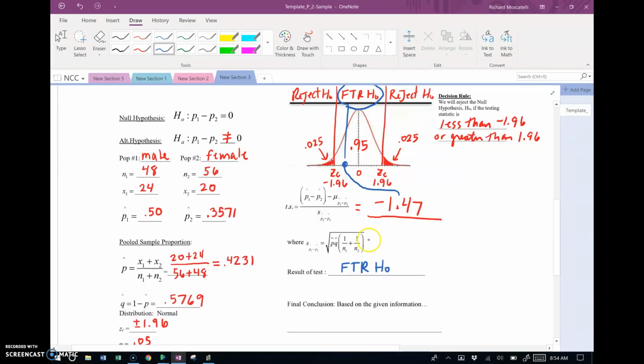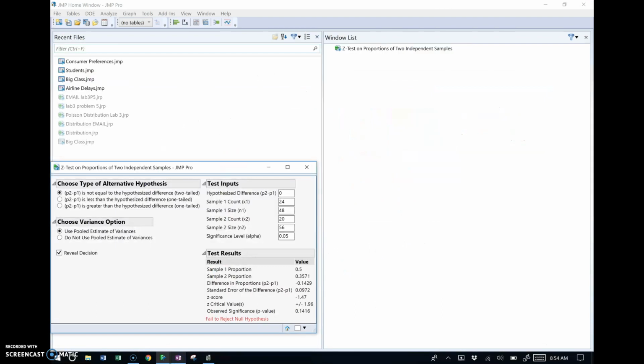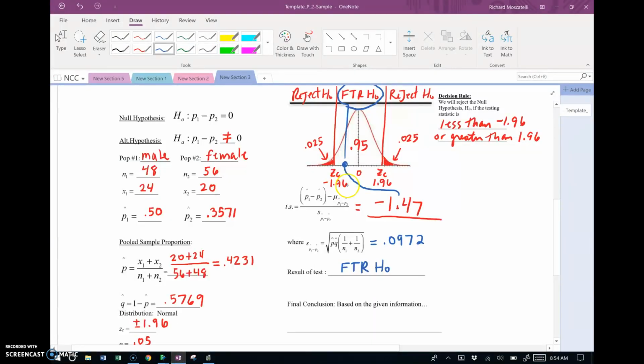That's actually this 0.0972. In other words, if you take p hat and q hat, 0.4231 and 0.5769, multiply them, then multiply that result by 1 over n1 plus 1 over n2, and take the square root, you'll get 0.0972. What's nice is JMP works it out for us, and it's called the standard error of the difference. Notice it also told us the critical values, plus and minus 1.96, which is really nice. You don't even have to go to a table to look those up.